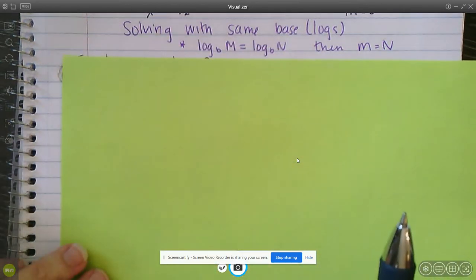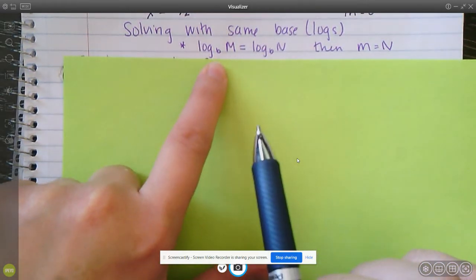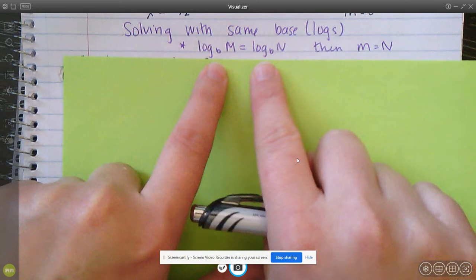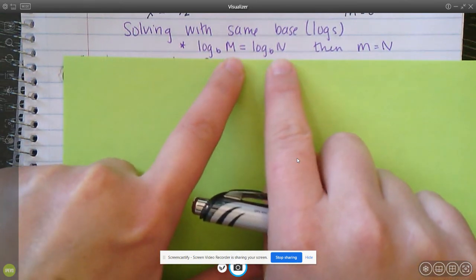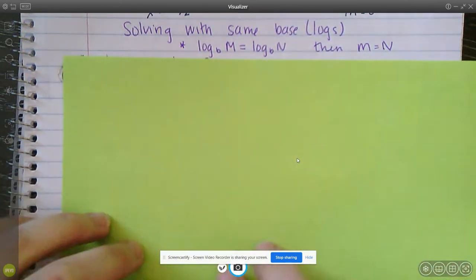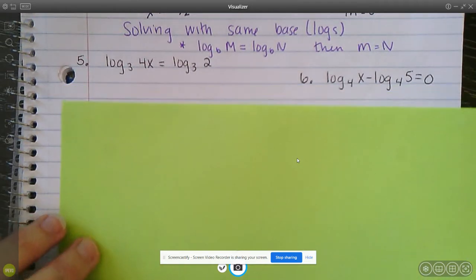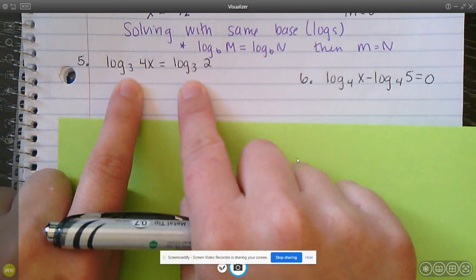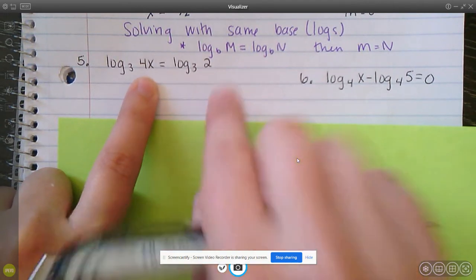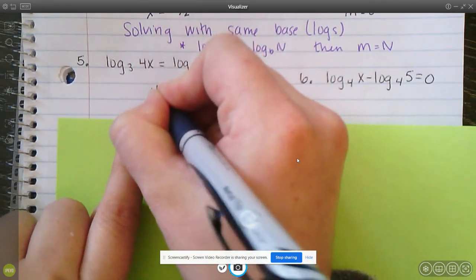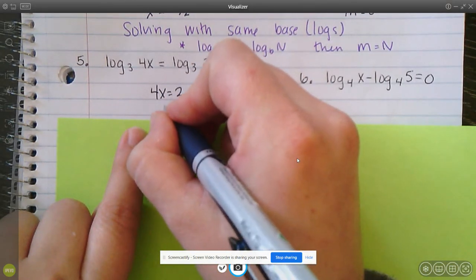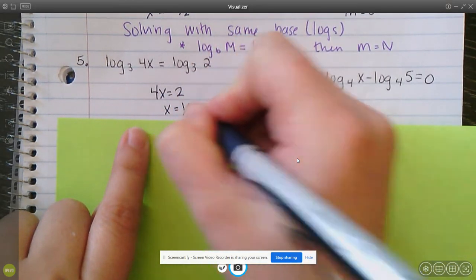So if we look at this in purple first, if you have log base b of m and log base b of n, so you have log base b on both sides, that means that m and n have to be equal to one another. So if we look at number 5, we have log base 3 on both sides, so that means 4x must equal 2. Divide both sides by 4, and you get x equals a half.